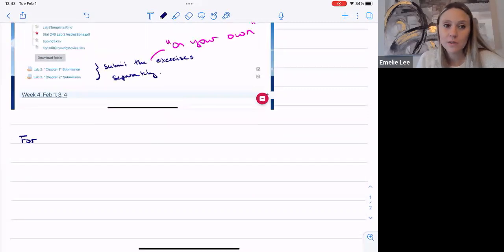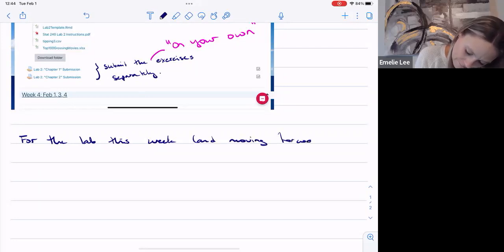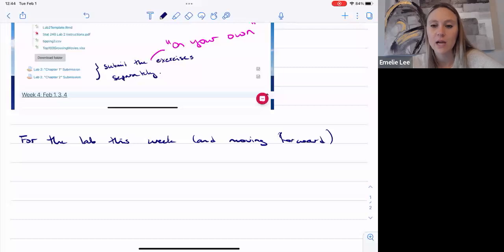For the lab this week and moving forward, we will be working through the code that's introduced in the textbook, both the R code and the Python code, just so you know what's coming up ahead. So I'm not going to get crazy and create other labs. I think this will be exercise enough.